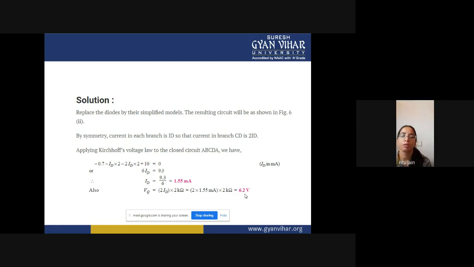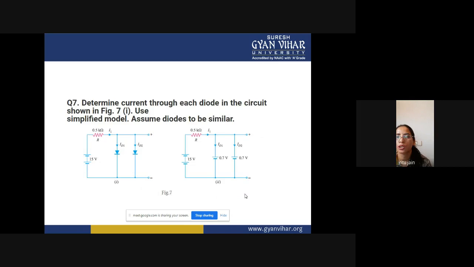So you can easily calculate the voltage and current of the diode or any branch in which a diode is given. These are the basic concepts by which you can easily understand how to calculate the voltage across any branch and the current through any diode or any other branch in which resistance or other elements are connected. Now let's come to the next question.